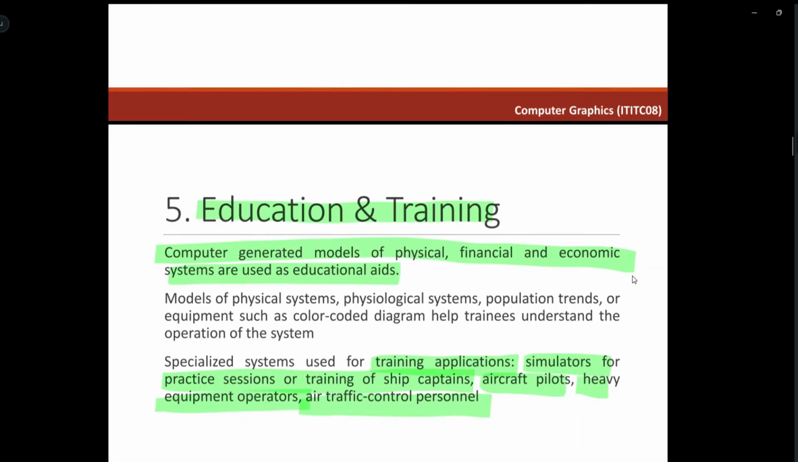Similarly, you must have seen many projectors and whiteboards, that is touchpads, in school. All of them use computer graphics to display the lessons that you have to learn during school or college time.